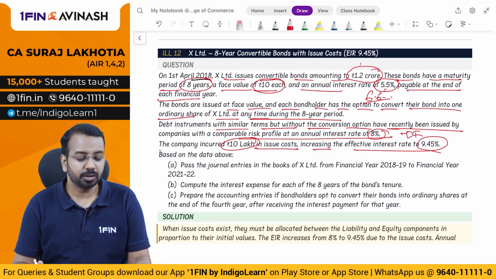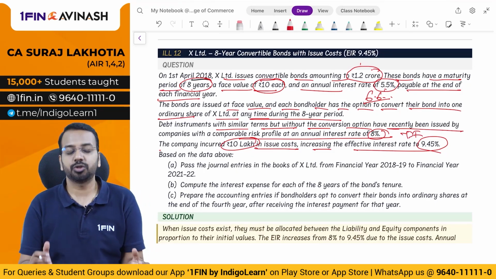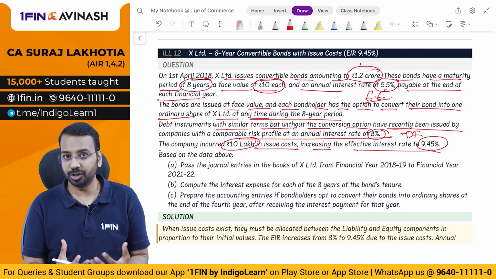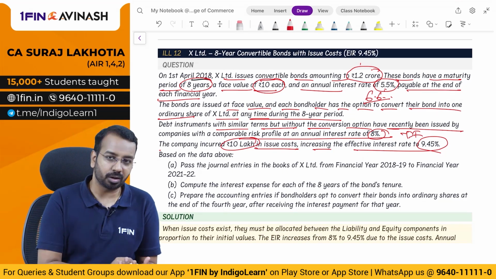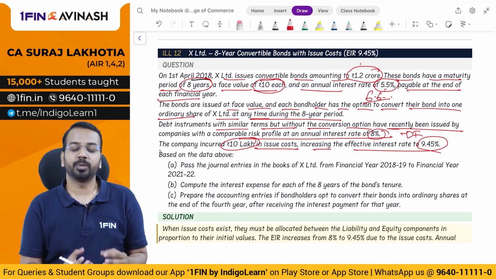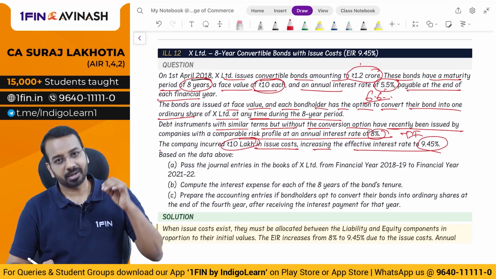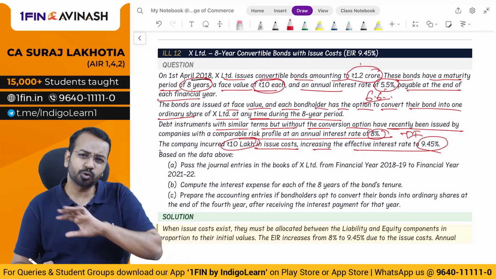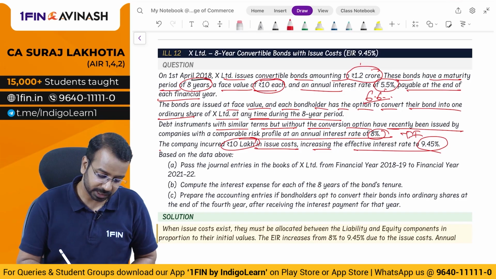Now, whenever issue costs are incurred. Issue cost means if I have to make issue of equity shares or debentures, whatever it is, I have to incur certain cost. The legal fees would be there, the stamp duty would be there, registration fees would be there, filing documents with ROC, SEBI, so many things are there. So, the cost is 10 lakhs.